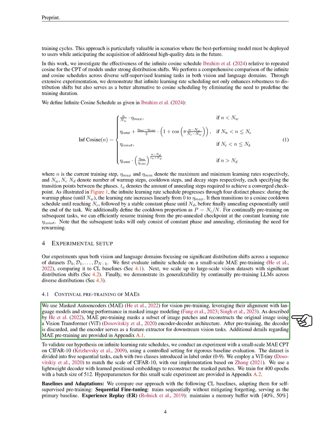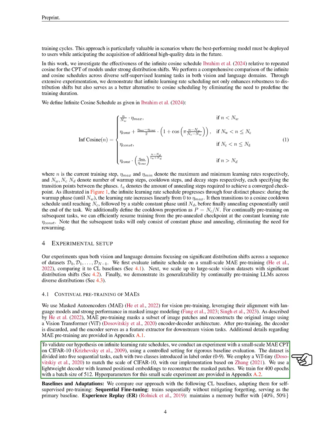For our MAE continual pre-training, we utilize masked autoencoders, which align well with language models and excel in masked image modeling. We conduct experiments on CIFAR10, dividing the dataset into 5 sequential tasks with 2 classes introduced in order. We use a ViT-tiny model and train for 400 epochs with a specific batch size.